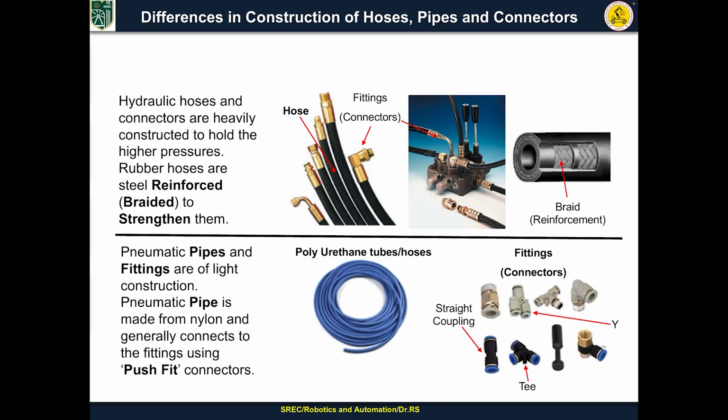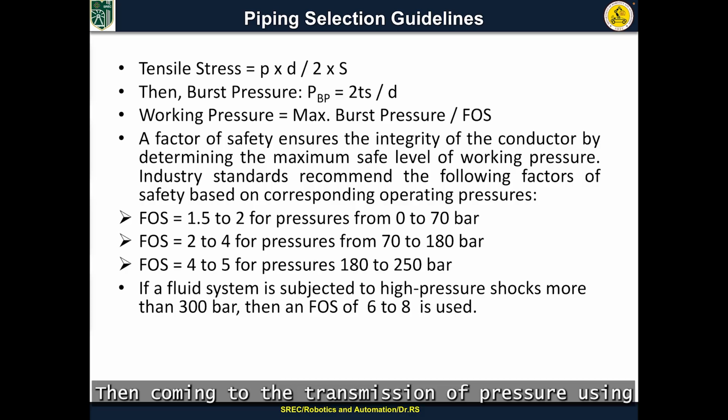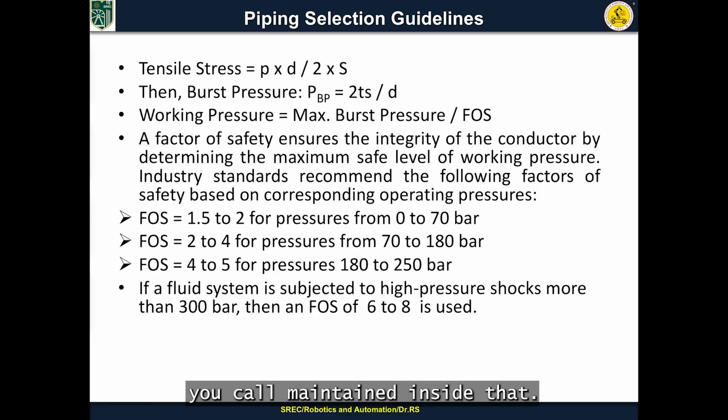Then coming to the transmission of pressure using pipes, hoses and connectors, the hydraulic components are made of steel and steel reinforced pipes and tubes, where a high pressure can be maintained inside. Normally we can have fiber reinforced pipes or flexible pipes being used. Apart from that, we can go for steel pipes and steel tubes also. Whereas in pneumatics, we use polyurethane tubes or hoses with diameters of 4, 6, 8 and 10. We can have a maximum of 10 bar passed through them, which is more than enough.